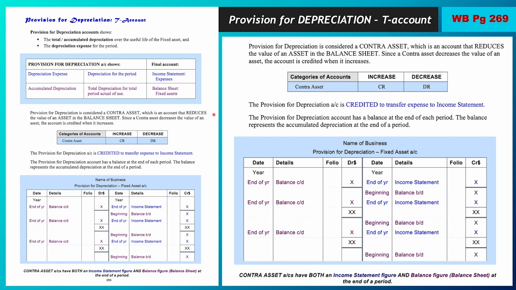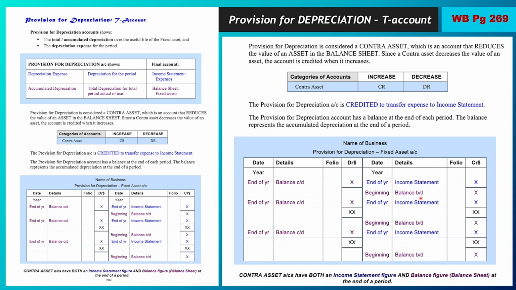And since it is a contra asset, that means that this account, whenever it increases, will be credited. So you know that a non-current asset or an asset is debited when it increases. Because a contra asset decreases the value of the asset, it will be a credit account. Okay, so you see this is the format here in terms of income statement and your balances.